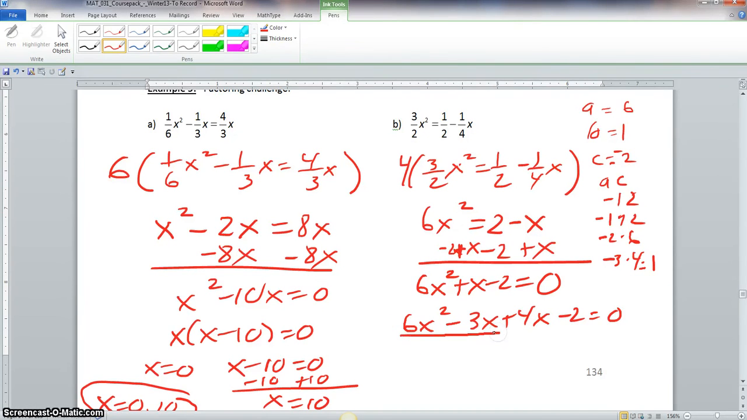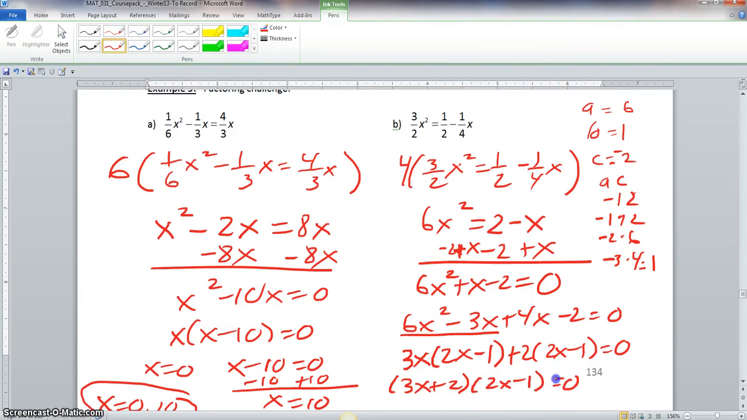We group these first two terms. We can factor out a 3x, and we have 2x minus 1. We group the second two terms. We can factor out a 2, and we have a 2x minus 1. Now we write out the final answer to be 3x plus 2 and 2x minus 1, and they're both equal to 0.